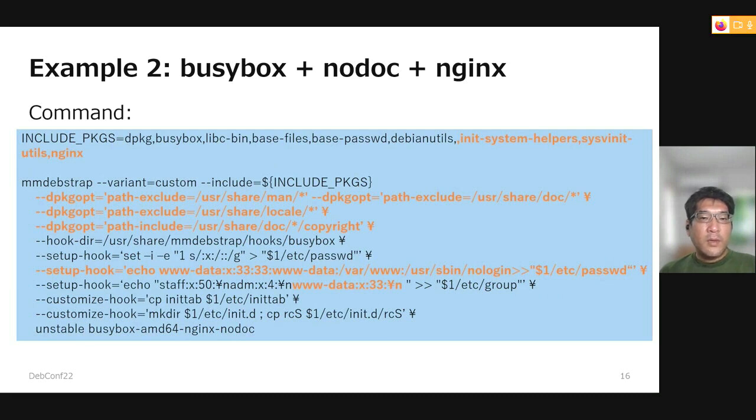The next example is removing documentation, etc. from the busybox-based image and installing nginx as the HTTP server. The --dpkg-opt option is set to delete documentation, etc. and we install the init-system-helpers package, the systemd-init-util package, and the nginx package using the --install option.